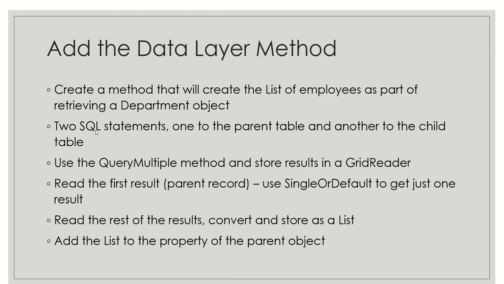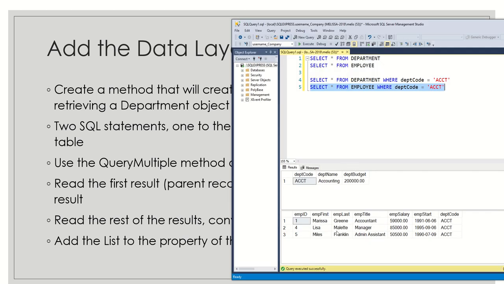Because we have two SQL statements, instead of sending one query, we're going to execute a method called query multiple instead. And because our query provides more than one result set, instead of just storing it as one result collection, we're storing it in an object called grid reader. From the grid reader, we're going to first read the first result, and this is only going to be one record, so we can read it as a single record. And then after that, we're going to read the rest of the results as a list.